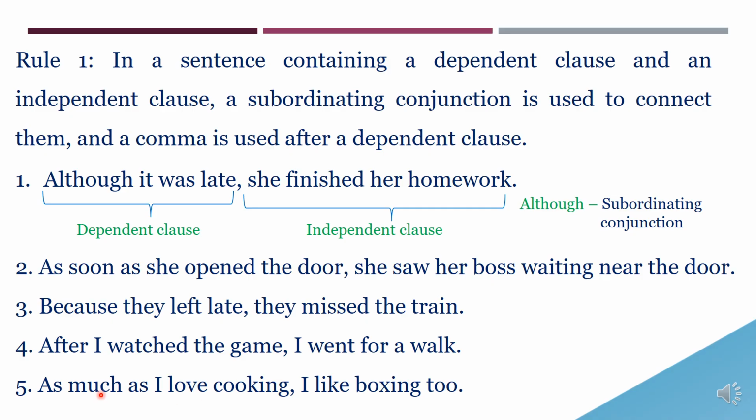Fifth example: as much as I love cooking, I like boxing too. See, as much as is a subordinating conjunction. As much as I love cooking is a dependent clause. I like boxing too is an independent clause. So, place a comma after as much as I love cooking, which is a dependent clause.